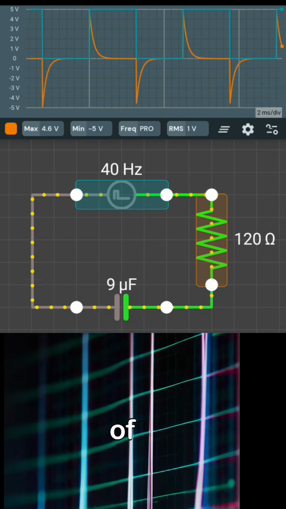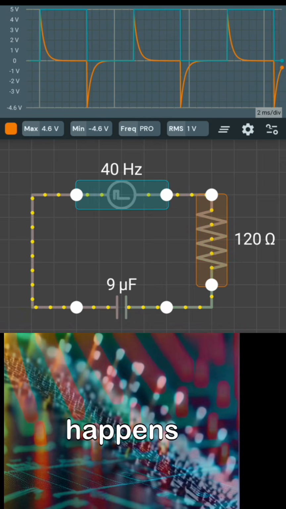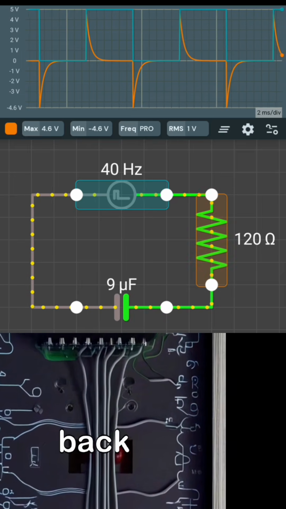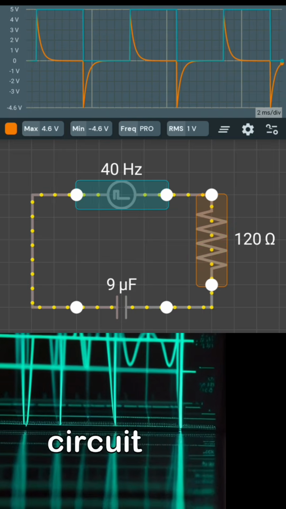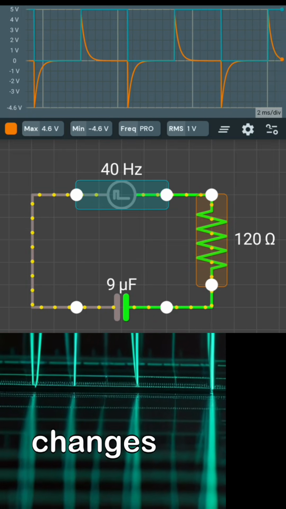So the output becomes a series of short spikes. One spike happens at every rising edge. Another spike happens at every fall. After each spike, the signal slowly goes back to zero as the capacitor settles. In short, this circuit takes a square wave and produces short pulses whenever the input changes suddenly.